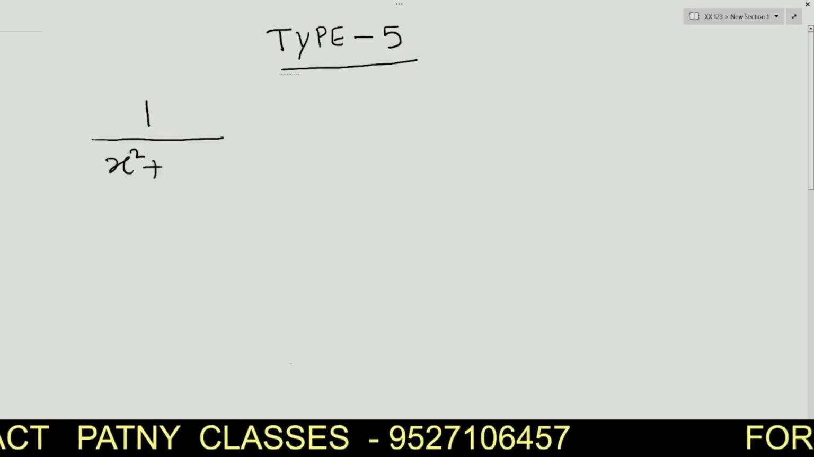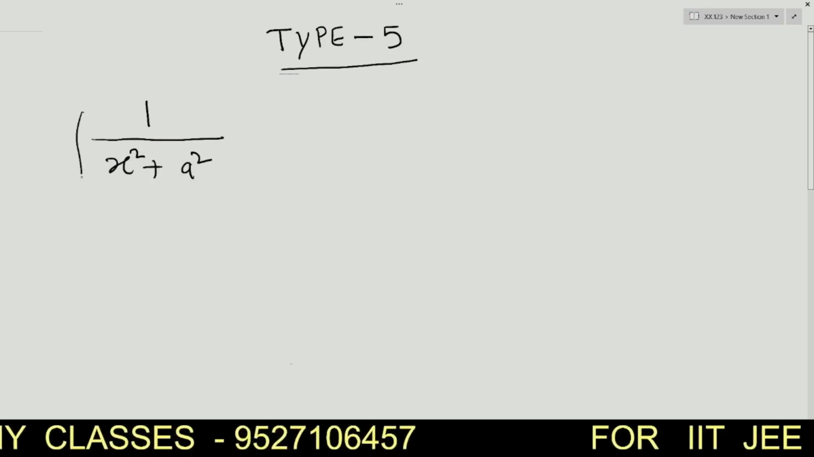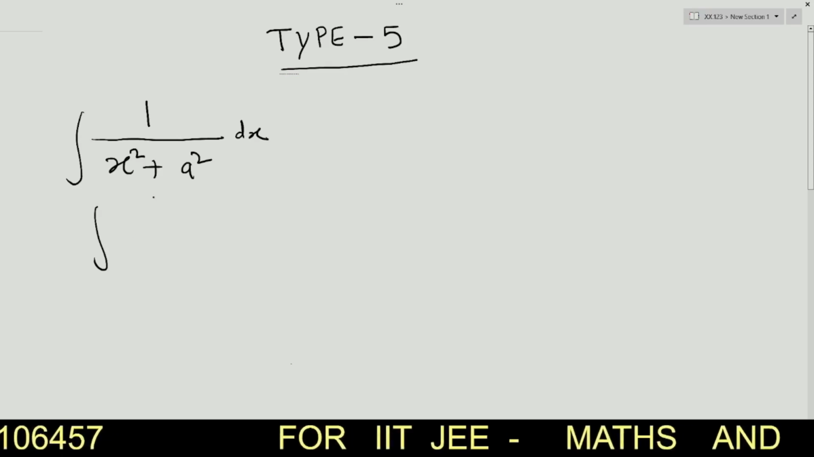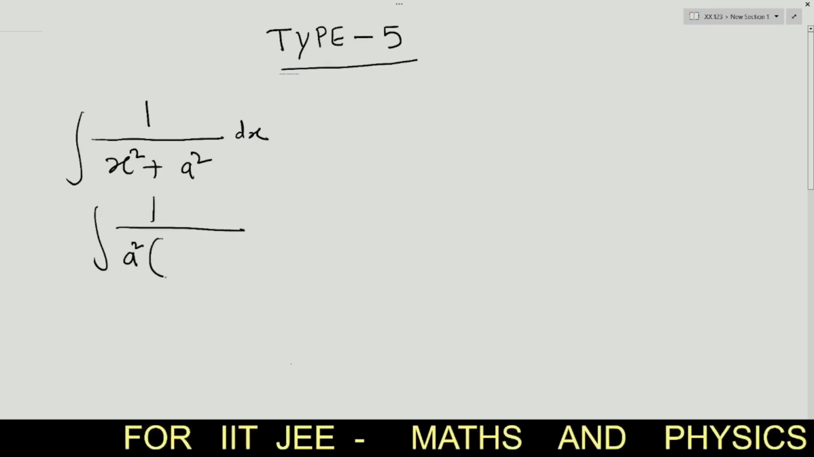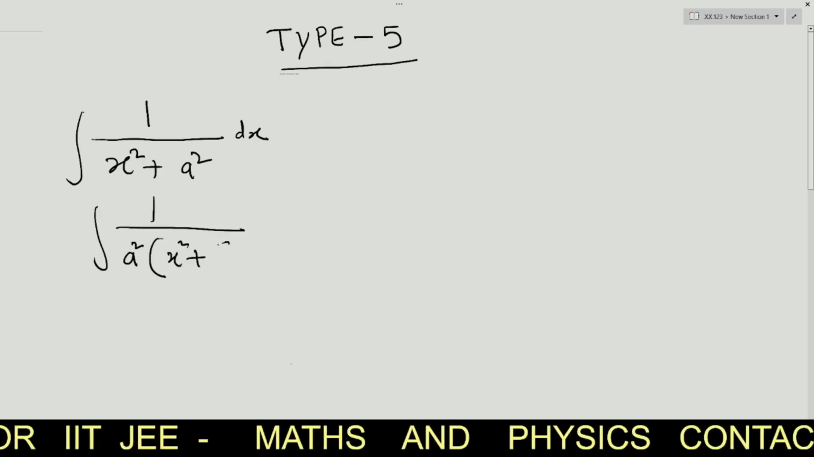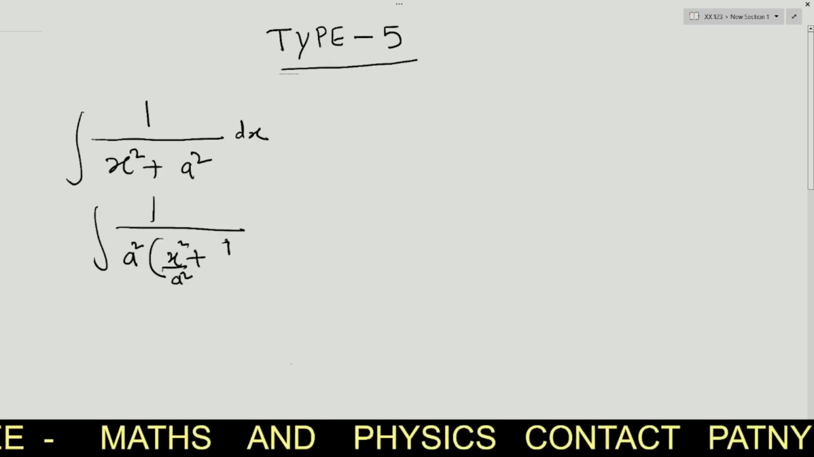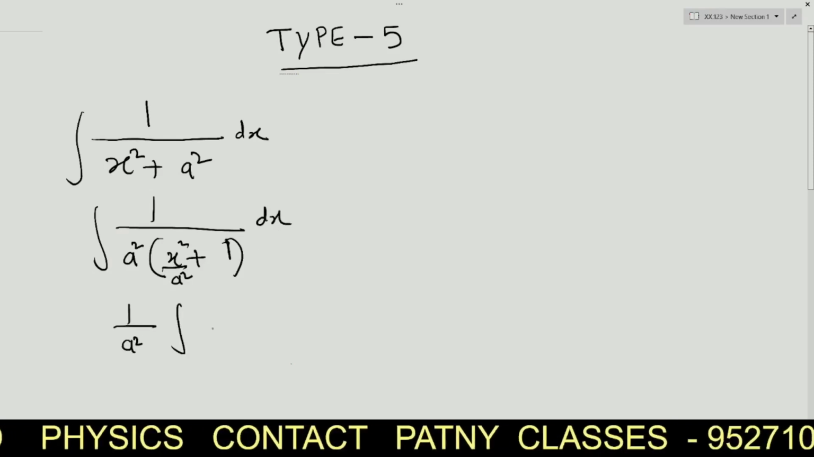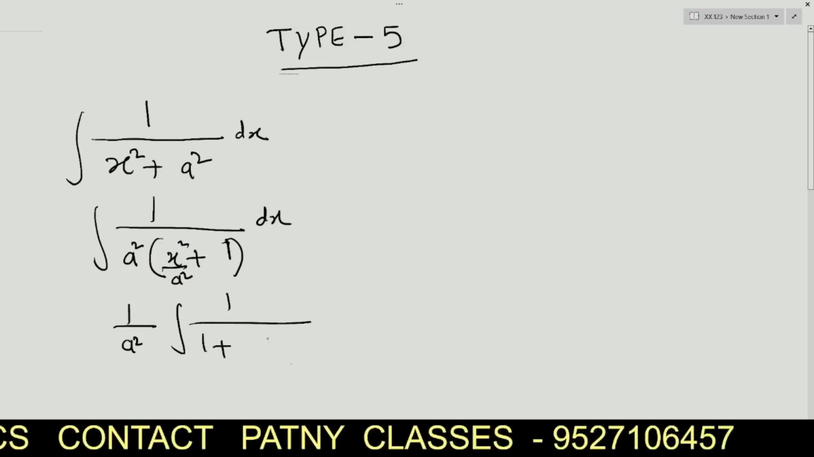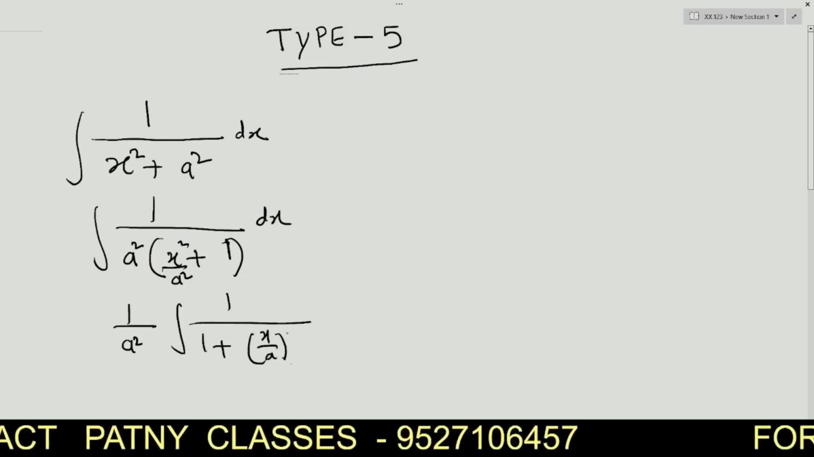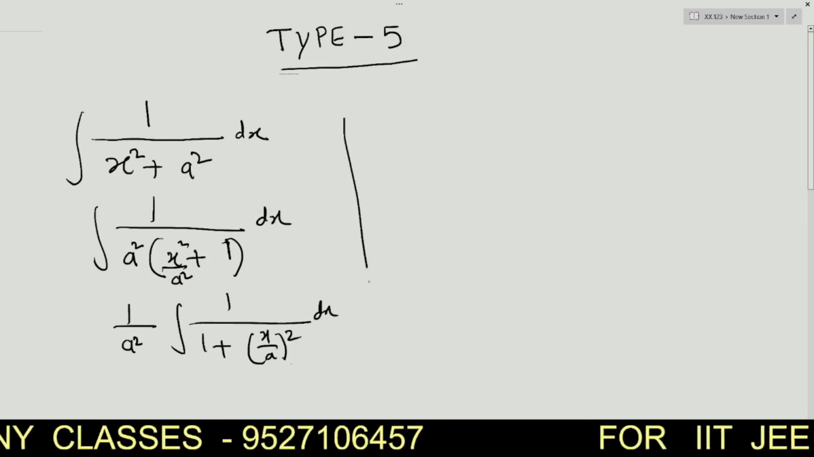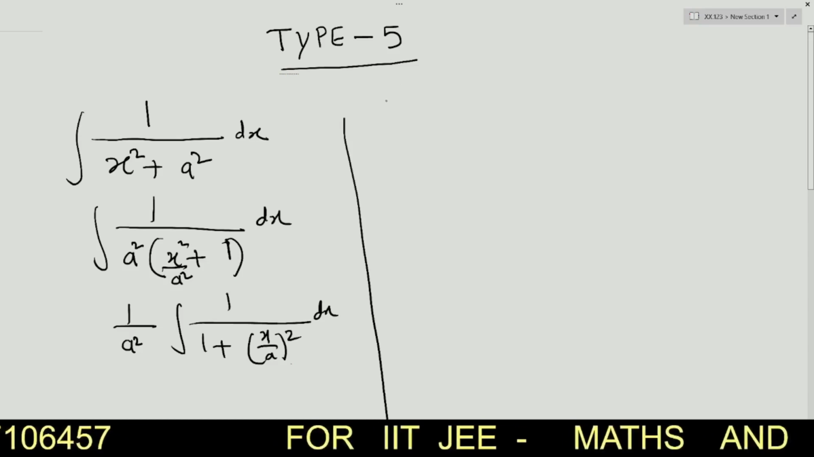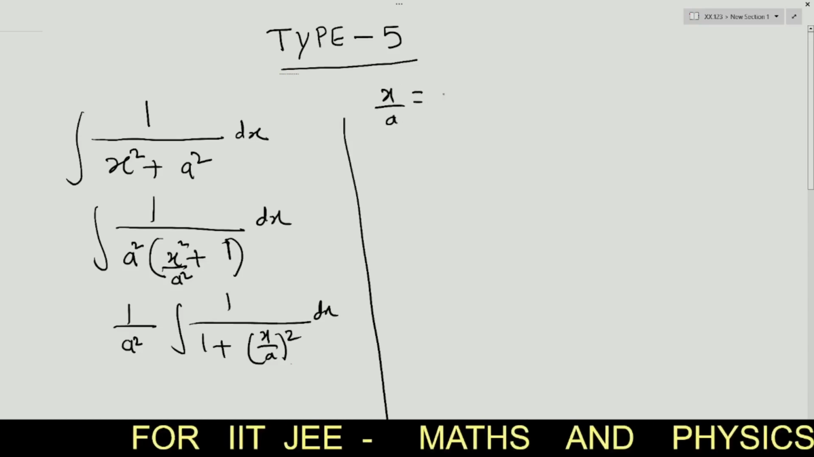Suppose we have integration of 1 upon x square plus a square dx. How can we do it? First of all, we can take a square common. So I get 1 upon a square times integration of 1 upon x square upon a square plus 1, with respect to x. 1 upon a square comes outside and it can be written as 1 upon (x upon a) whole square plus 1 with respect to x. After that, it is not in the standard form. To convert it into the standard form, what do we do? Let x upon a equal k.